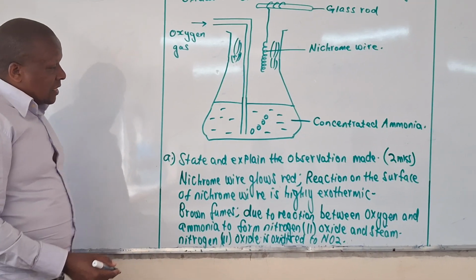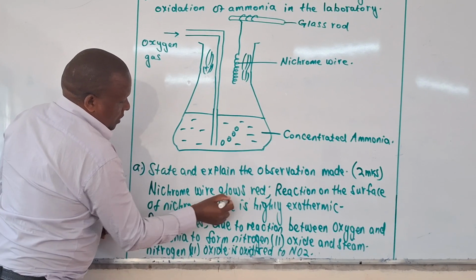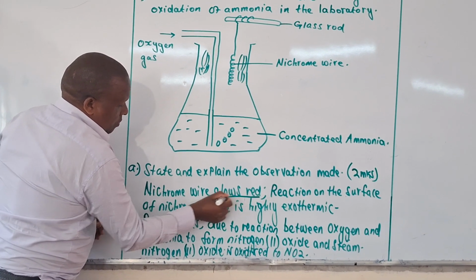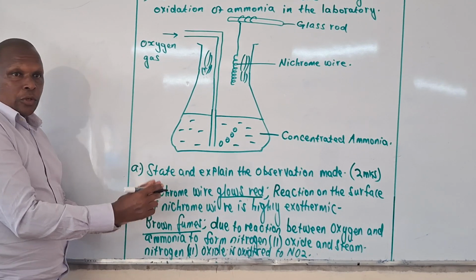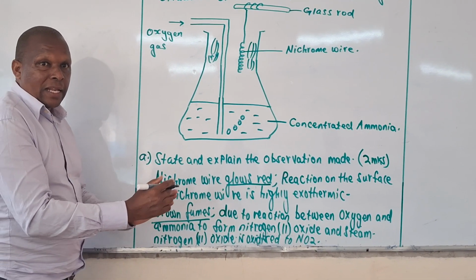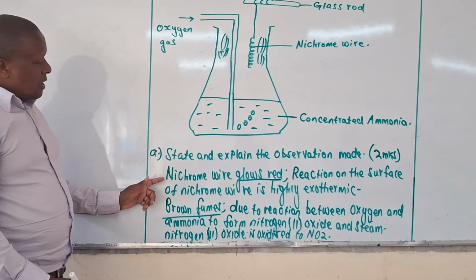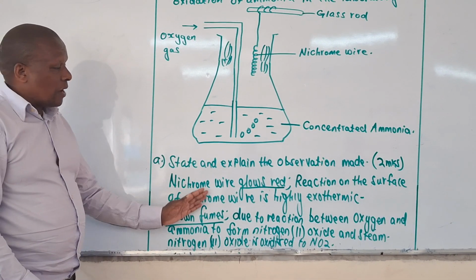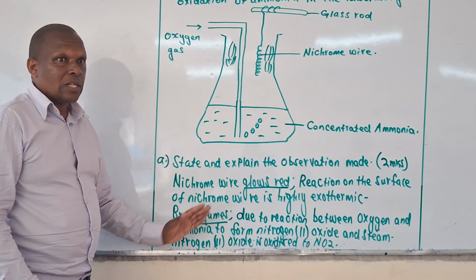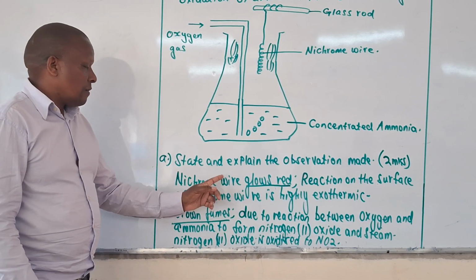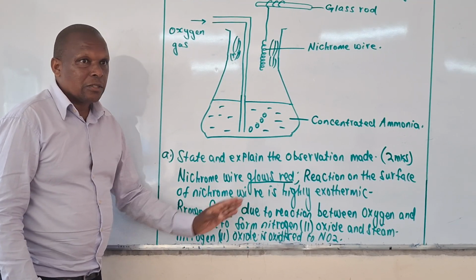We have said that we have two main observations. The first observation is the red glow. The second observation is brown fumes. For each observation, we are also giving explanation. So for the purposes of an exam, if a student writes nichrome wire glows red without writing about the brown fumes, that student still scores the 2 marks. So the first mark is for the observation, and the second mark is for the explanation.